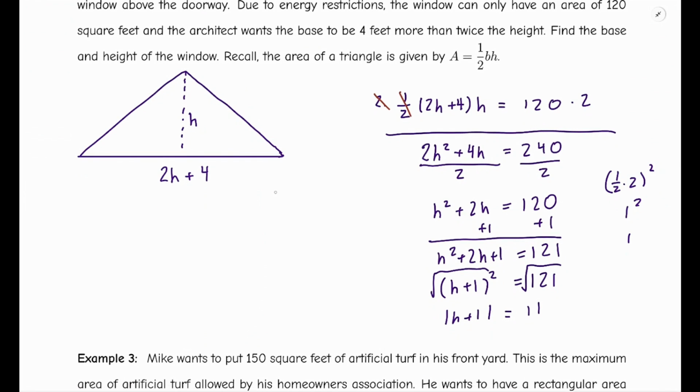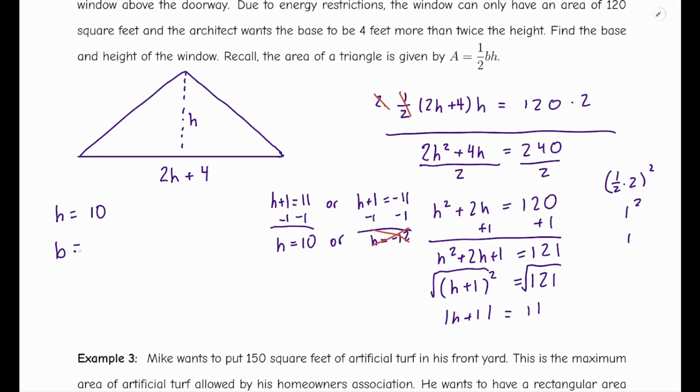So that implies that h plus 1 equals 11, or h plus 1 equals negative 11. Subtract 1 from both sides of both equations. We get h equals 10, or h equals negative 12. Since h is representing a height here, it cannot equal a negative number. So we have h equals 10, and then the base would equal 2 times 10 plus 4, or 24.